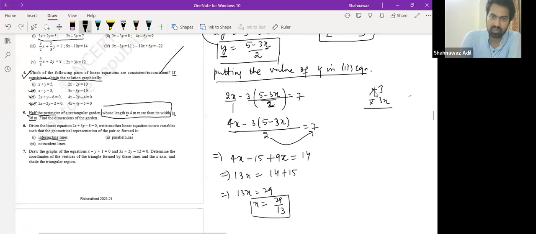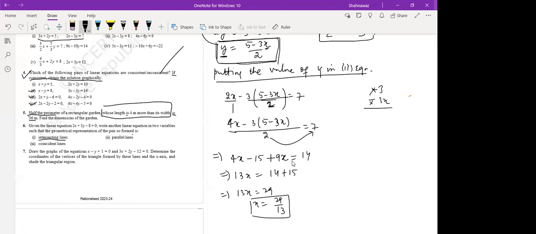And we know the value of y in terms of x. So we can put the value of x in here, and then we can calculate the value of y.